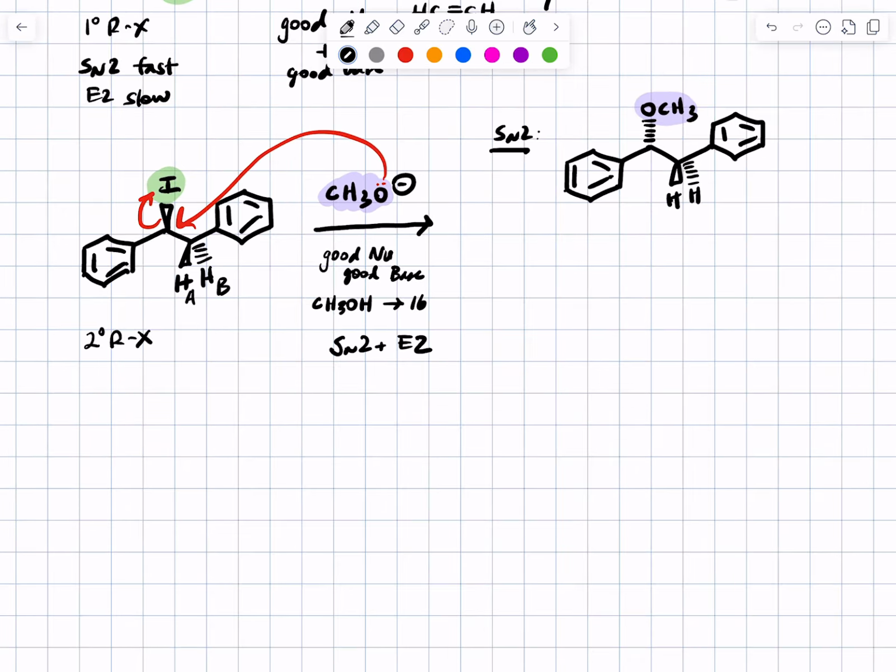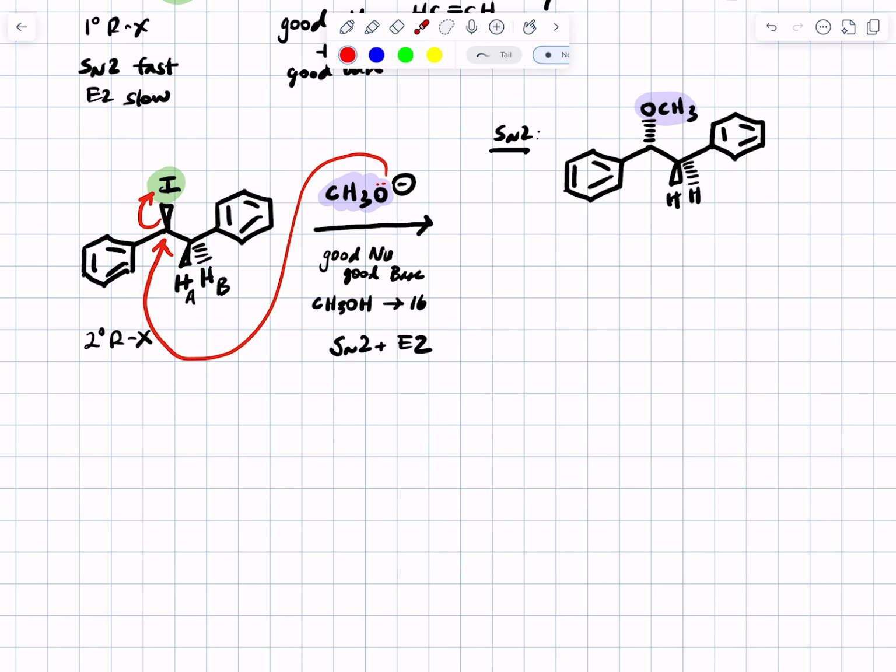Just a question, when we're drawing the arrows for the backside attack, are you going to be specific about the arrow? Yeah, so you might have preferred to do something like this, and that's fine too. As long as your product has the right stereochemistry, I'm not going to argue exactly about the trajectory of the arrow. Okay.